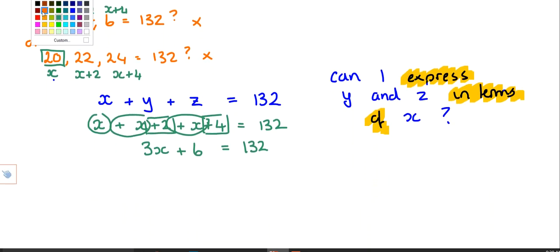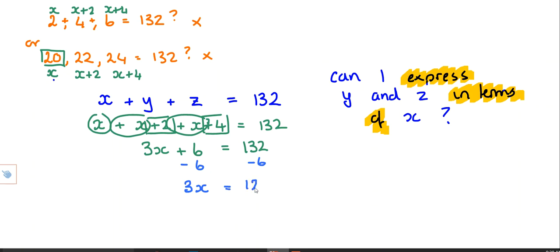Okay. So how do we go about solving that one then? Should we go for it? So you take away 6 on either side. Take away 6. And I'm going to rewrite 3x equals 126. And then, would you divide that by 3? Divide by 3, yeah. Which gives me 1x is 42.